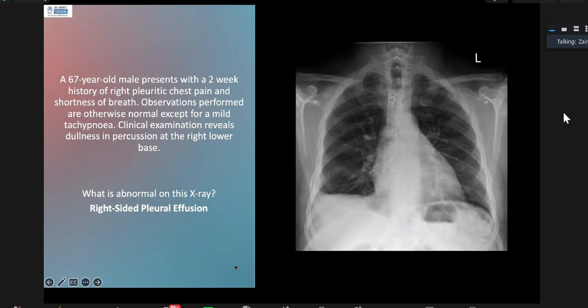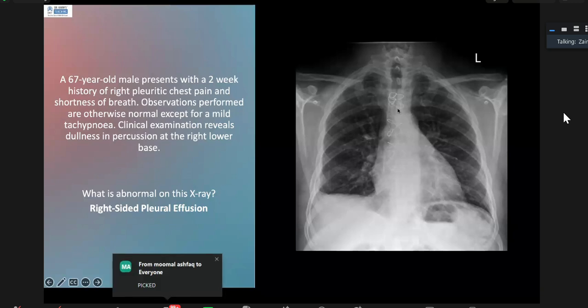In this question, what is abnormal on this X-ray? Well, we can see a right-sided pleural effusion. A lot of you picked up on this, but I'm not sure if anyone picked up on these markings here. These are sternotomy wires, possibly due to some sort of operation that was done on this patient. Can we have the next question, please?